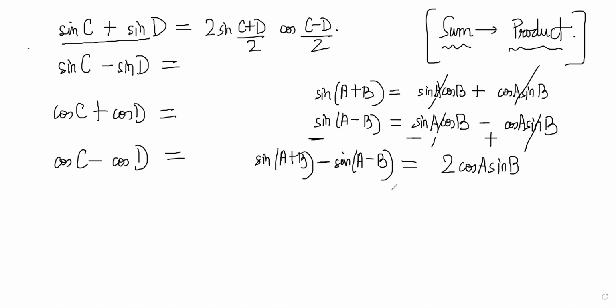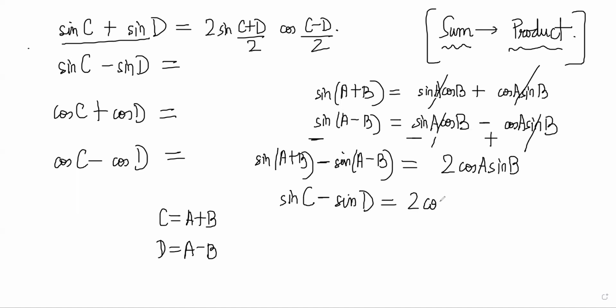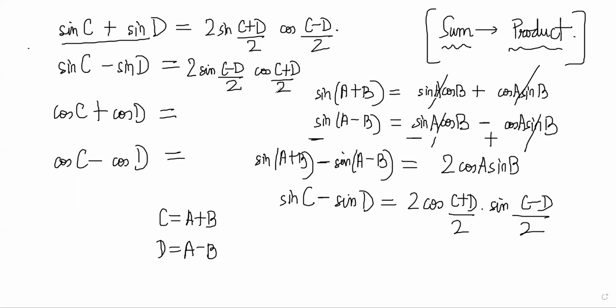And we'll put the same substitutions. We will say again C is A plus B and D is A minus B. So then we are getting sin C minus sin D is equal to 2 cos A, and A was (C plus D) by 2, and B was (C minus D) by 2. So the sin C minus sin D formula is coming as 2 sin of (C minus D) by 2 cos of (C plus D) by 2. Are you understanding what is happening?